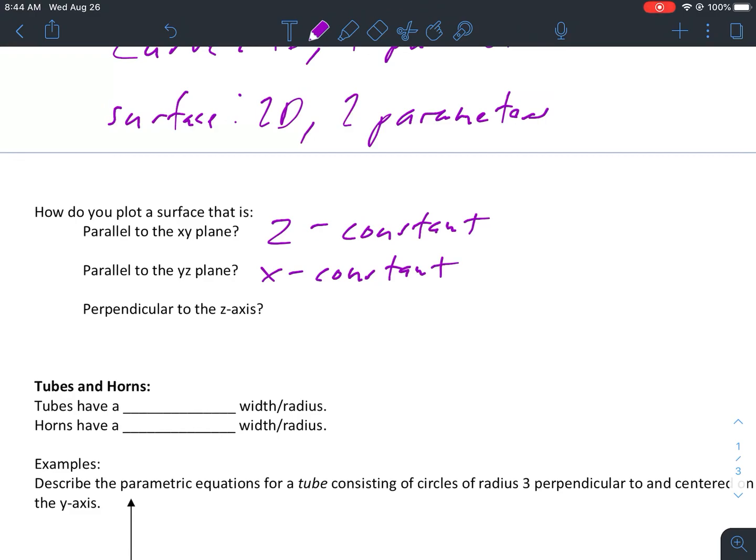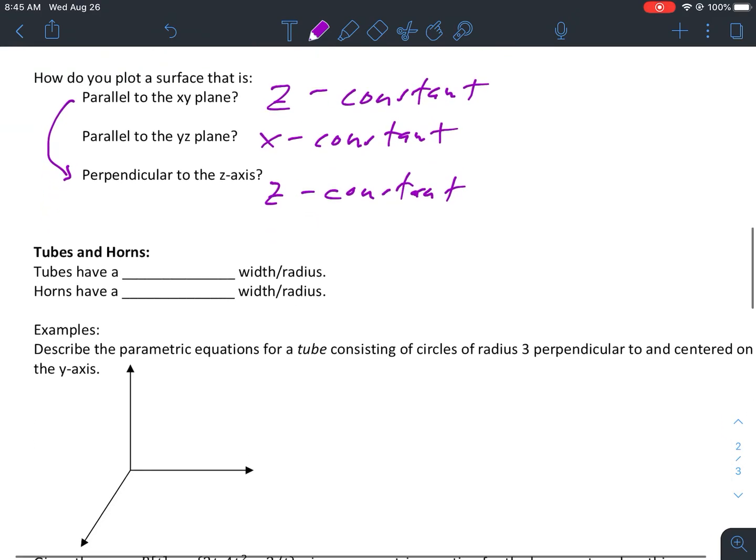And the third one there says perpendicular to the z-axis. Well, perpendicular to the z-axis is actually the same as parallel to the xy plane. So again, you're just going to let z be a constant, and then x and y are changing.